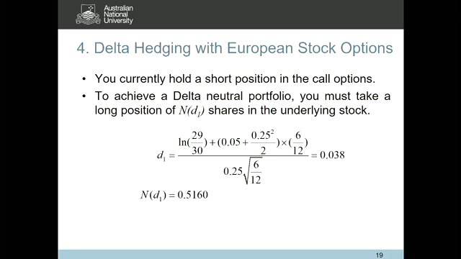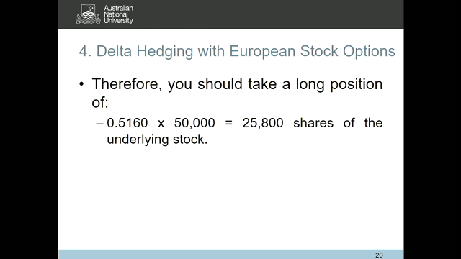So simply you take that 0.5160, you multiply it by 50,000 shares, and that's the number of shares you need to buy to make it delta neutral. So I buy 25,800 shares. Now, if the stock price goes up or down by a little bit, my total portfolio, which is the shares and the options, will not change. They'll have a value of 0, delta of 0. You won't make any losses, you won't make any gains. Remember, this is about hedging, okay, hedging the value of your options.